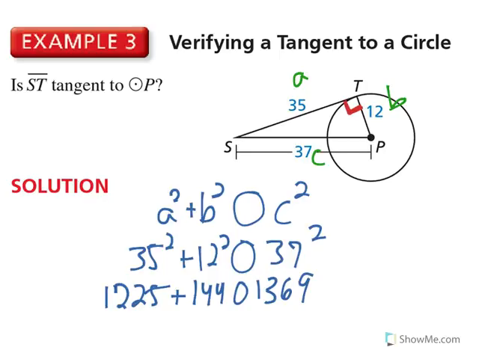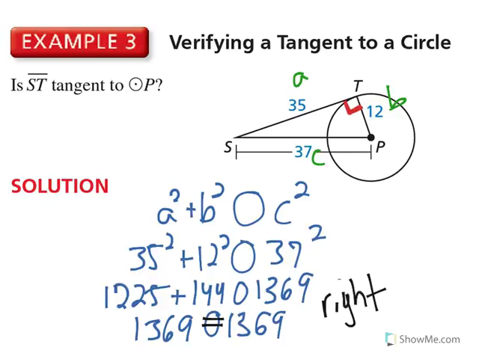And so when you square each of them into this next step, 35 squared is 1,225, 12 squared is 144, and then 37 squared is 1,369. Then I need to actually add my first two, keep solving it. And so when I add those two together, I get 1,369. And so if I look at it, my sign now is going to be equals. Okay, those two sides are equal. So that means that this is a right triangle. And therefore, ST is going to be tangent to circle P. So my answer up here is going to be yes.